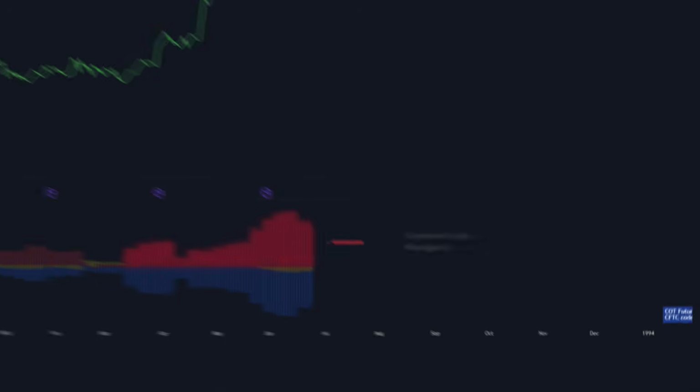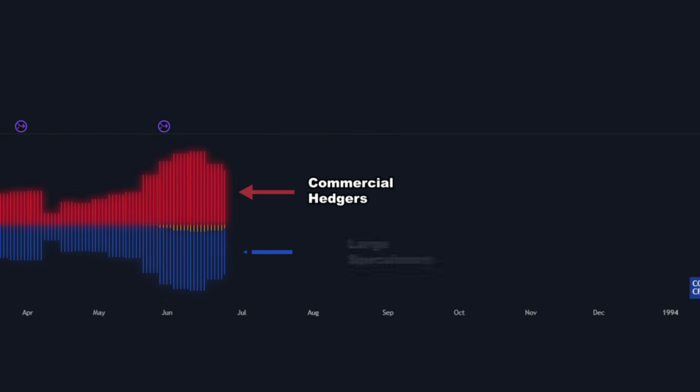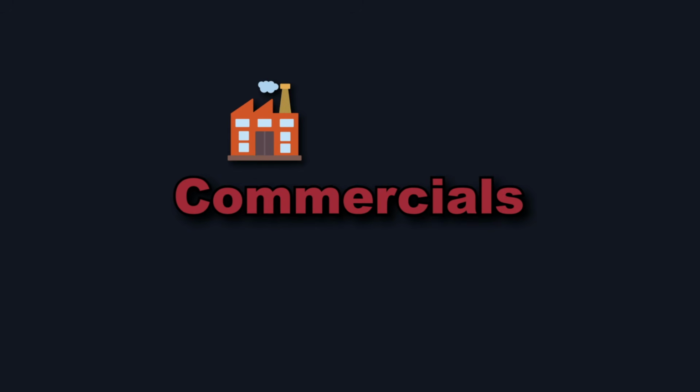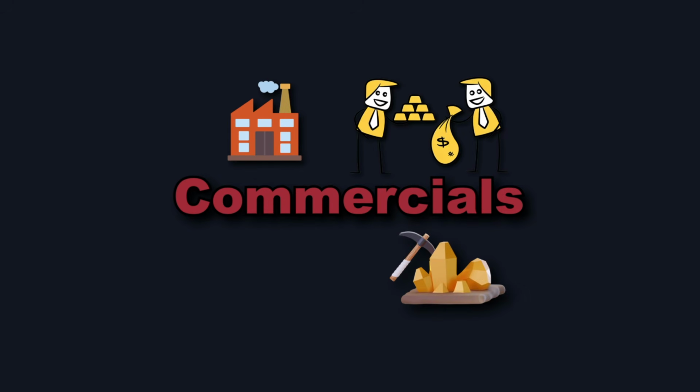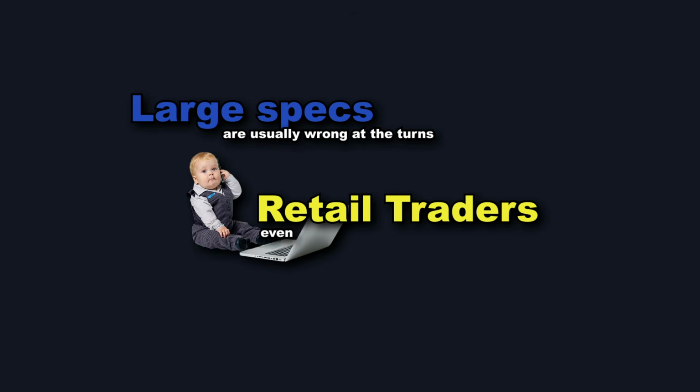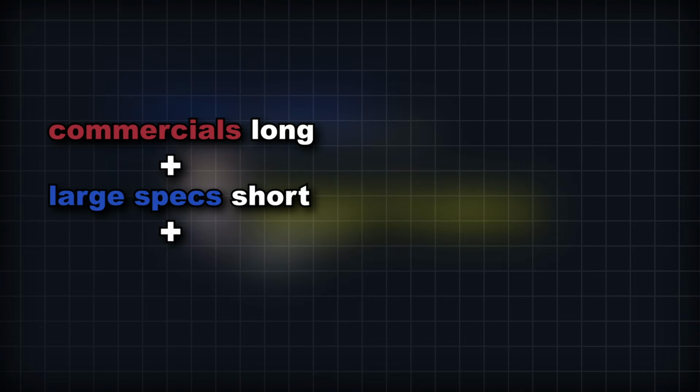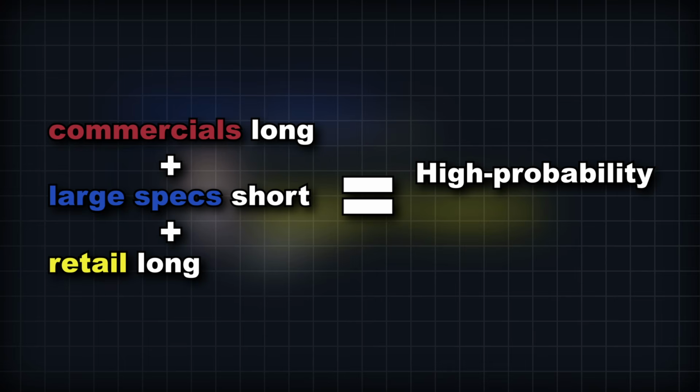How to read it. When commercials are heavily net long and large speculators are short, that's the bullish setup. Commercials are the smart money, the producers, the miners, the people who actually deal in physical gold. Large specs are usually wrong at the turn, retail traders even more so. So your read is simple: commercials long plus large specs short plus retail long equals high probability buy zone. The opposite alignment flags a short.